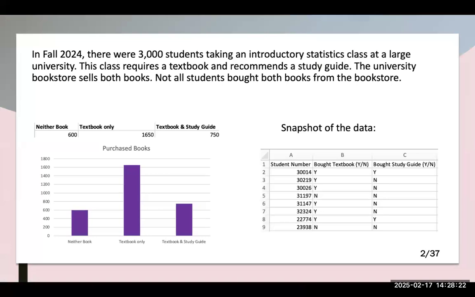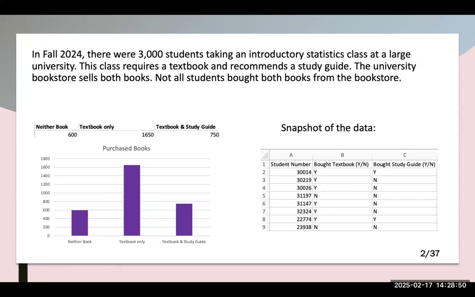Suppose in fall 2024 there were 3,000 students taking an introductory statistics class at a large university. This class required a textbook and recommended a study guide. The university bookstore sold both books. Not all students bought both books from the bookstore. So let's assume that the university collected data on all of these 3,000 students.